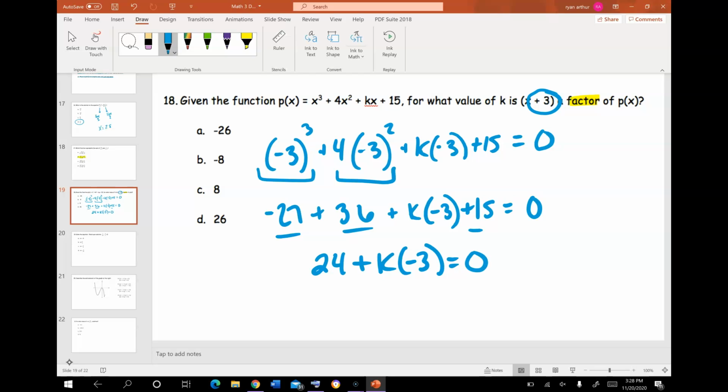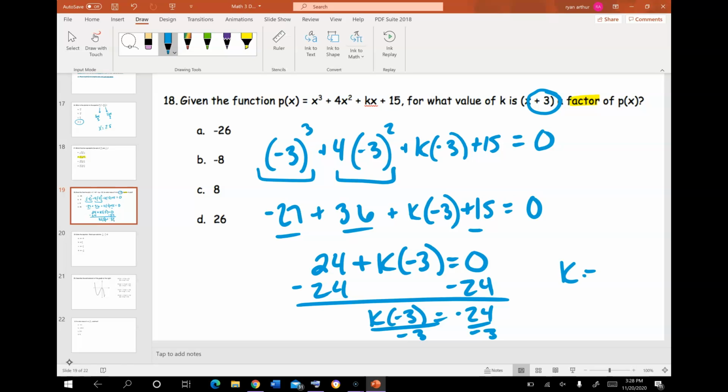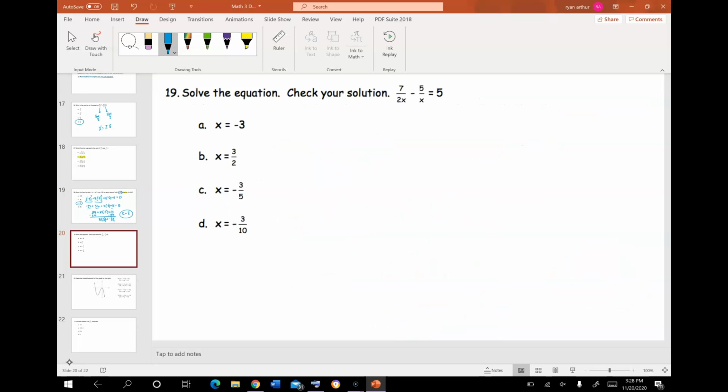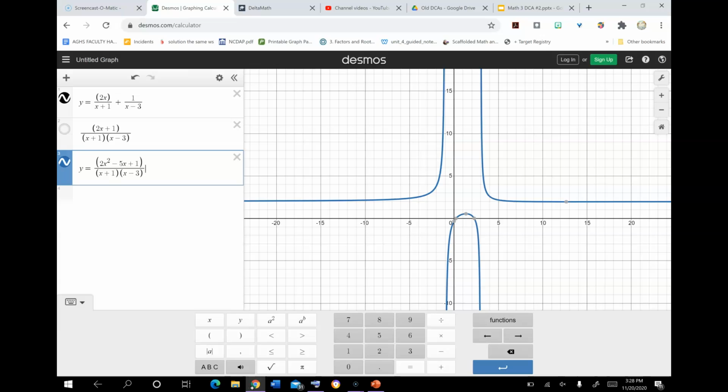Now start solving. Subtract 24. I get k times -3 equals -24. Divide by -3. And k equals +8, which is C. Okay? All right, next one. Next one's another solution problem. Same thing we've been doing. Left-hand side line 1, right-hand side line 2. Okay? Anytime you have to solve for x, I promise you this will work.